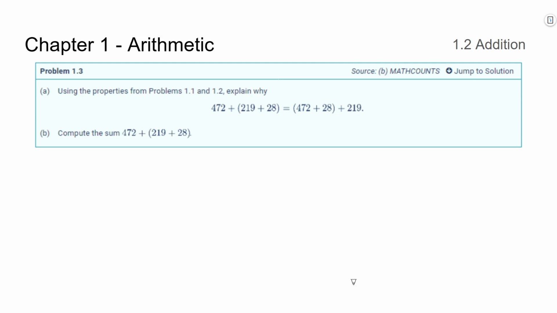All right, so same thing. Next one, so using the properties from 1.1 and 1.2, which is the associative property and the commutative property, explain why this left side of the equation is equal to the right side of the equation. And then go ahead and compute the sum.